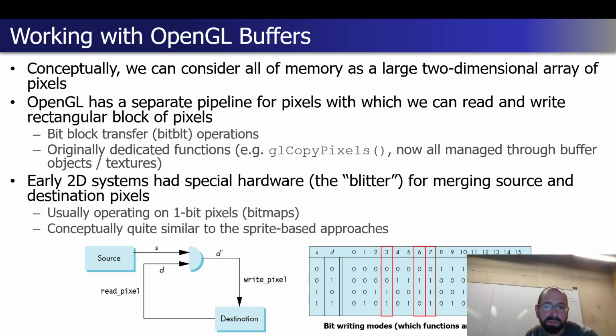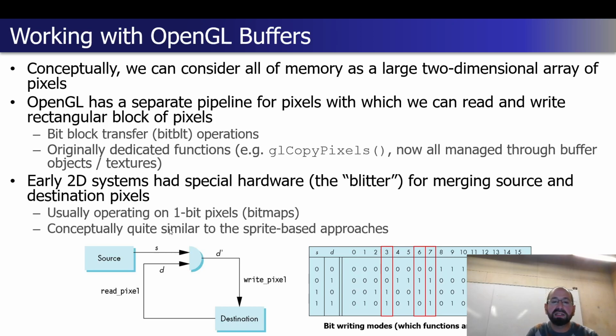The early 2D systems had a special piece of hardware for what was called bit block transfer, and the piece of hardware became colloquially known as a blitter. It was special hardware for merging source and destination pixels from these copy operations. Back in the early days, this was usually a 1-bit operation, so we'd have a 1-bit source buffer and an additional 1-bit destination buffer, and this operation would allow you to do custom merging of our source and our destination. The term we use now is compositing or blending. It's conceptually extremely similar, but it's a little easier to think about as a 1-bit version.